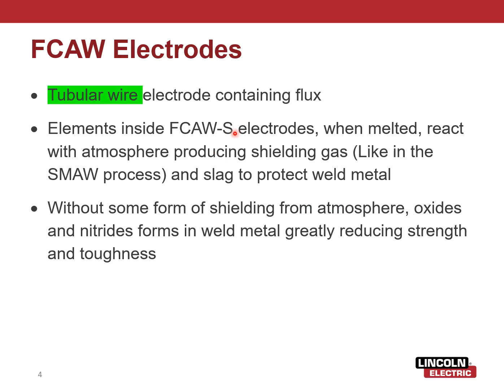So elements inside the electrode, your flux, when melted, react with the atmosphere, producing a shielding gas, not unlike the SMAW process. Remember, you're always getting a little bit of that shielding gas right at the end of the electrode where all that flux is burning off. And also slag to protect the weld metal. Without some form of shielding, the oxides and the nitrides from the atmosphere will get inside that puddle, produce gases, and will make that weld very weak.